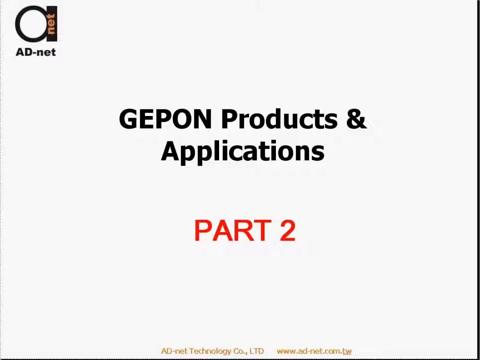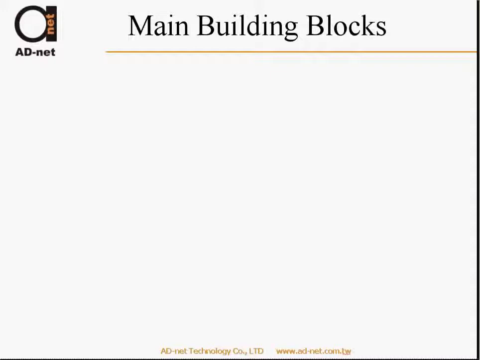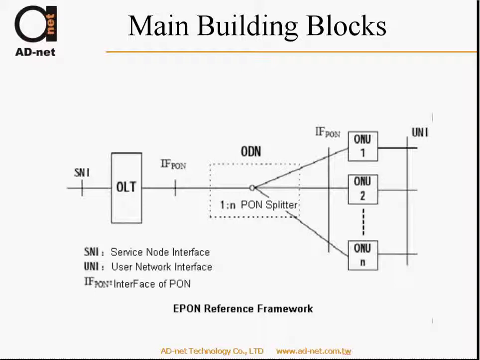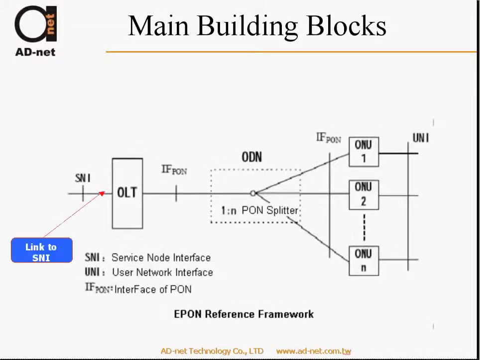In this part, we will review most of the concepts on the deployment of the GEPON and the biggest parts of such a network. Let's start with the main building blocks. What exactly are the GEPON building blocks? What does the GEPON network consist of? As you can see, the GEPON network consists, first of course, of the link to the service node interface. Here you connect, like, a voice network, your ISP network, or the CATV. If you offer triple play, then you can have interfaces with all three networks.